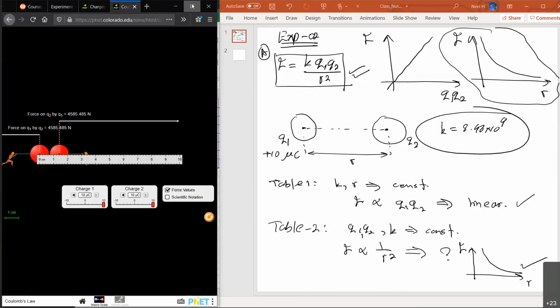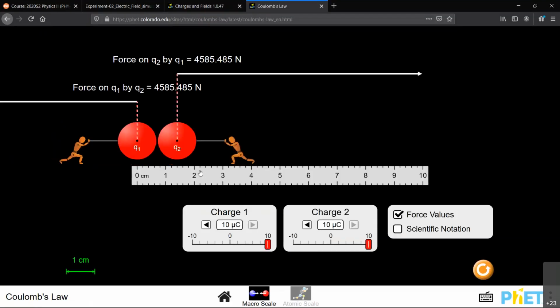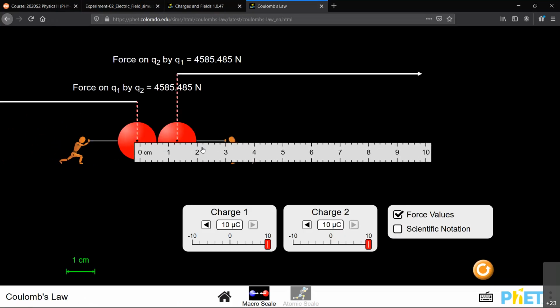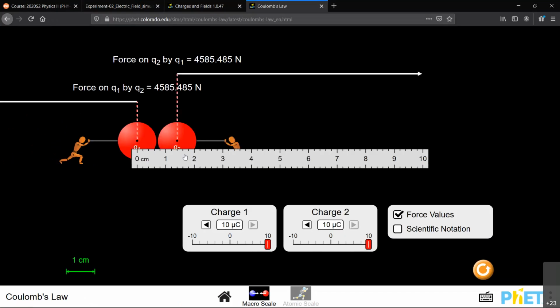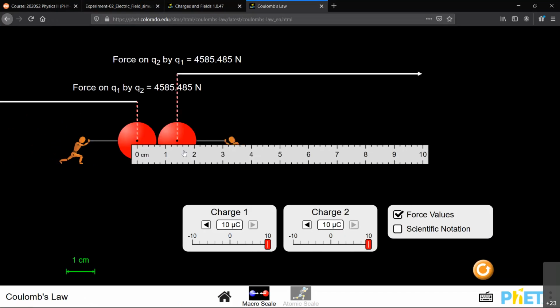Now you can see in the simulation, I have 2 charges which are separated by 1.4 centimeters at this point. Both charges are positive 10 microcoulombs. You can leave the charges as they are, 10 and 10, and for the separation we start from 1.4 centimeters. You can see this meter ruler is in centimeters. Between each 1 centimeter, you can see 4 small lines, so each small line is about 0.2 centimeters. Okay.